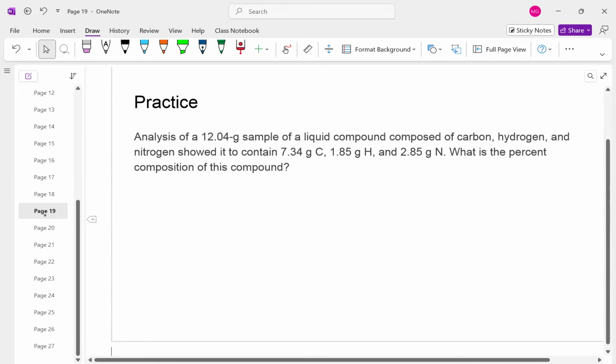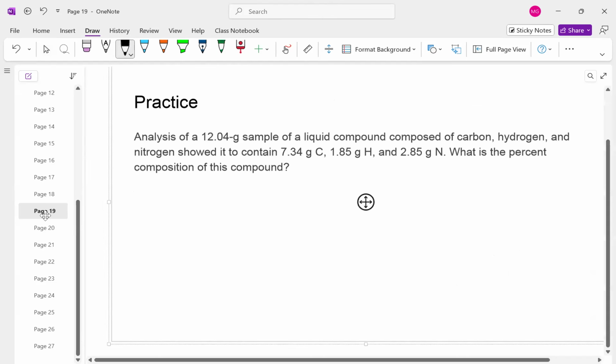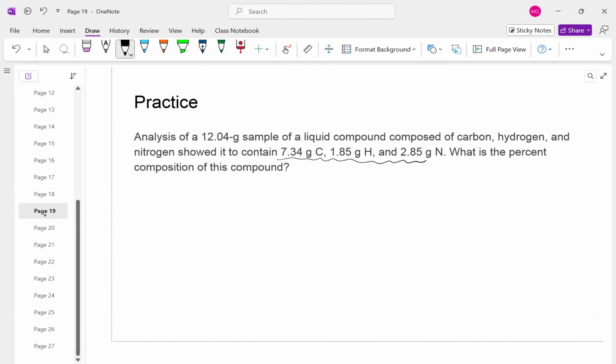A 12.04 gram sample of a liquid compound contains carbon, hydrogen, and nitrogen. And here are the amounts that they found for this compound to contain. So what is the percent composition of this compound? Let's just start with carbon. We're given 7.34 grams of carbon, and the total sample is 12.04 grams. Multiply it by 100 to put it into a percent, and that comes out to 61%.